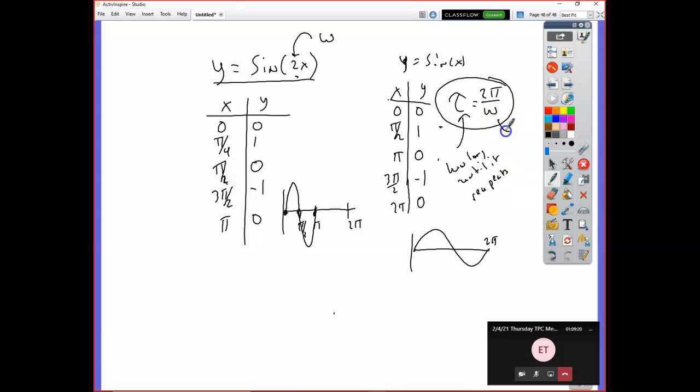Call the period. This is the number in front of our variable. I'm going to run out of space. In front of variable.